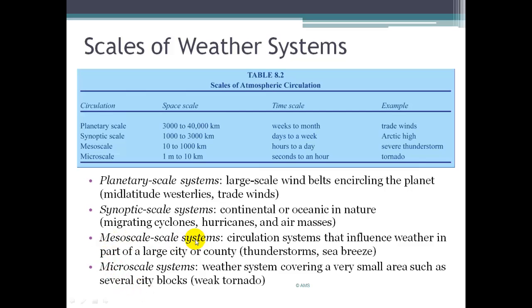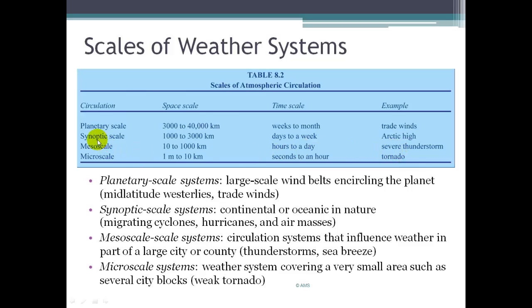Next we have the mesoscale. And this deals with weather that affects maybe a large city or a county. So something like a thunderstorm, or if you're by the beach, a sea breeze. So the geographic scale here is 10 to 1,000 kilometers. The time scale is hours to a day. And you can think of a severe thunderstorm, like our monsoons that come in.